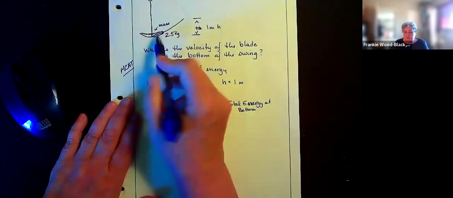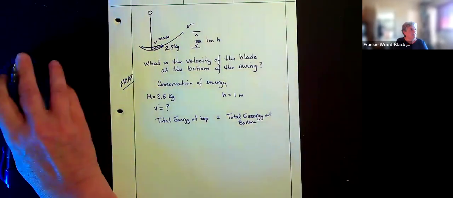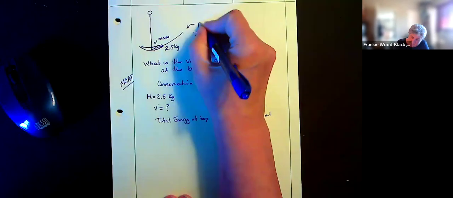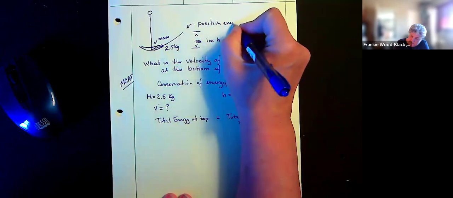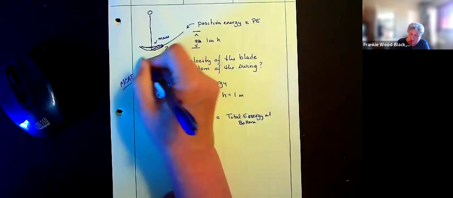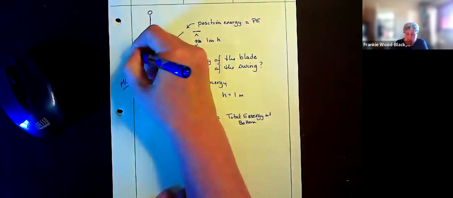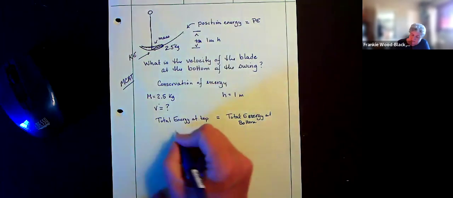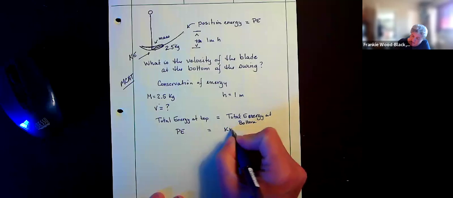Now, if I think about what's happening at my pendulum, energy at the top is going to be energy due to position. So this is going to equal our potential energy. Energy at the bottom is entirely kinetic energy. And so we're going to use our kinetic energy at the bottom. So my energy at the top is going to be potential energy. My energy at the bottom is going to be kinetic energy.